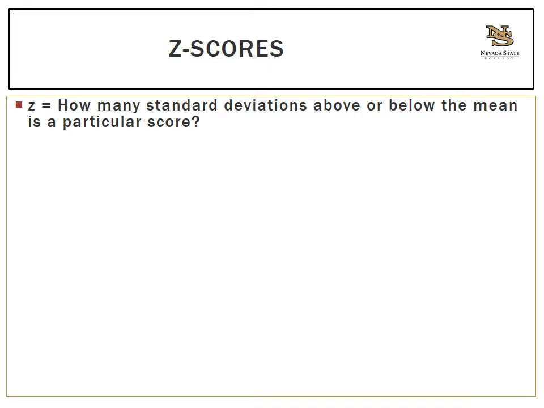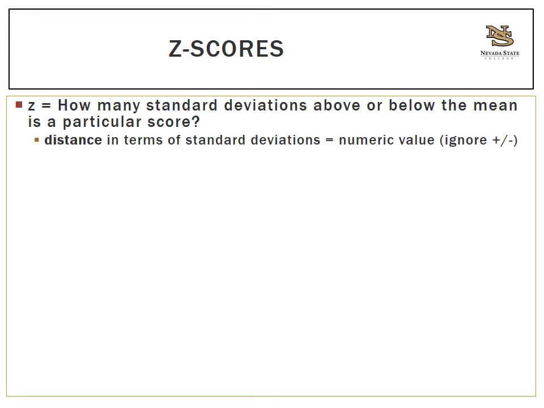So there are two pieces of this information. One is how far away the score is from the mean in terms of standard deviations, or how many standard deviations away from the mean the score is. And the other piece is the direction. Is this above or is this below the mean? So the distance is the numeric value of that z-score, the absolute value, where you ignore positive or negative values and just look at the number itself. That number tells you how many standard deviations away your score is from the mean.